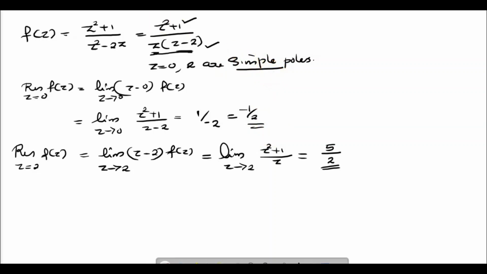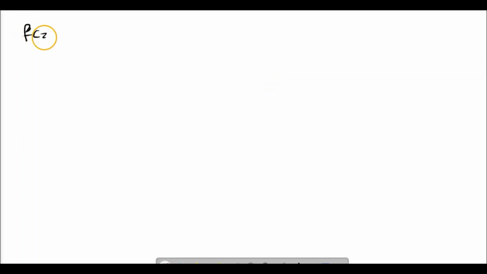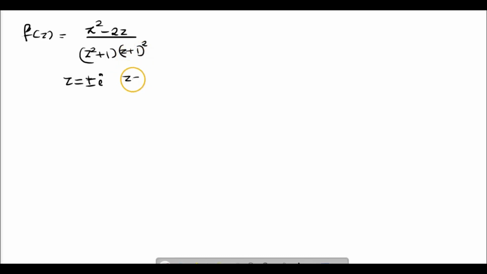Now second question, f of z is equal to (z square minus 2z) divided by (z square plus 1) into (z plus 1) whole square. Find the poles. Consider the denominator. z square plus 1 is 0 when z is equal to plus or minus i, and in (z plus 1) whole square, z equal to minus 1 is a pole of order 2, and plus or minus i are simple poles.